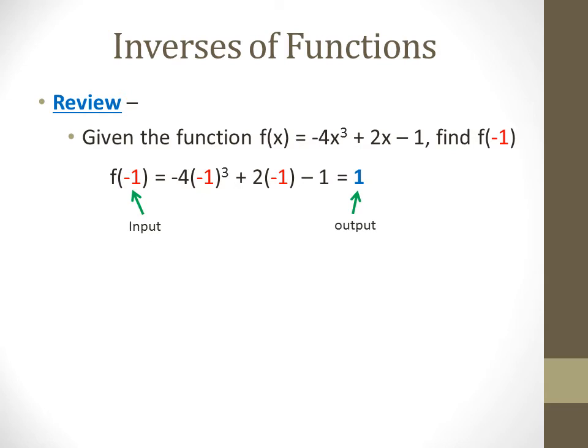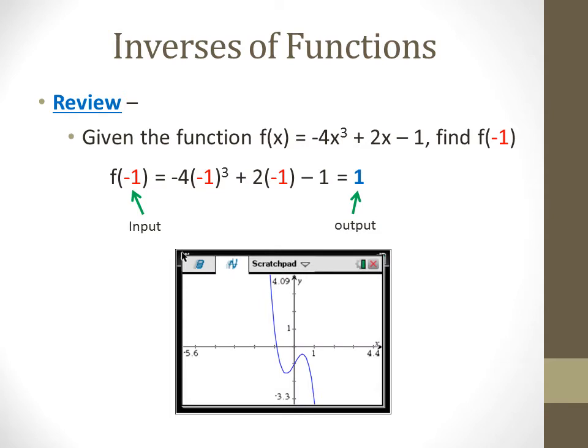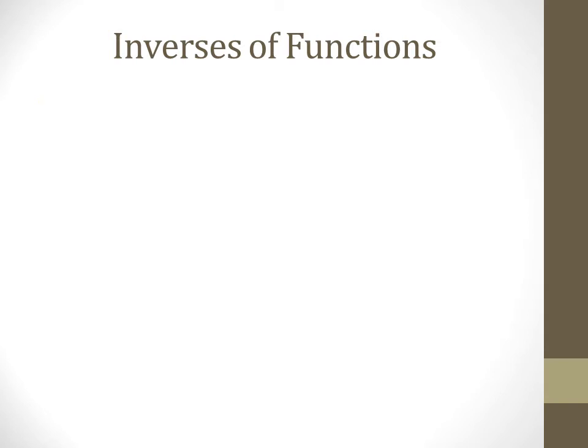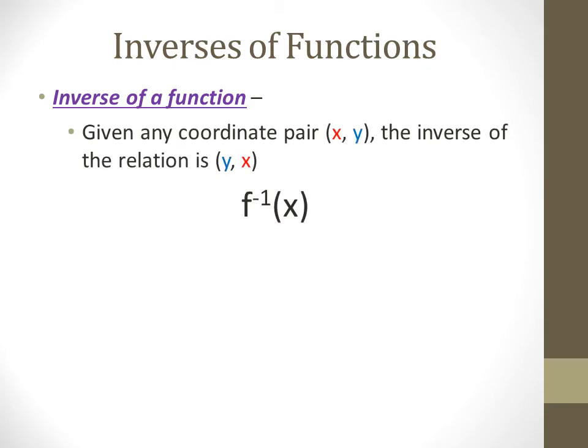If you look at the graph of negative 4x cubed plus 2x minus 1, it looks something like this. That negative 1, 1 creates an ordered pair, an input-output pair. We know that as a point along the graph. How does this relate to inverses? Well, given any coordinate pair x comma y, the inverse of the function, or this relation in this case, is y comma x. You switch the ordered pairs. The notation we use is f inverse of x.